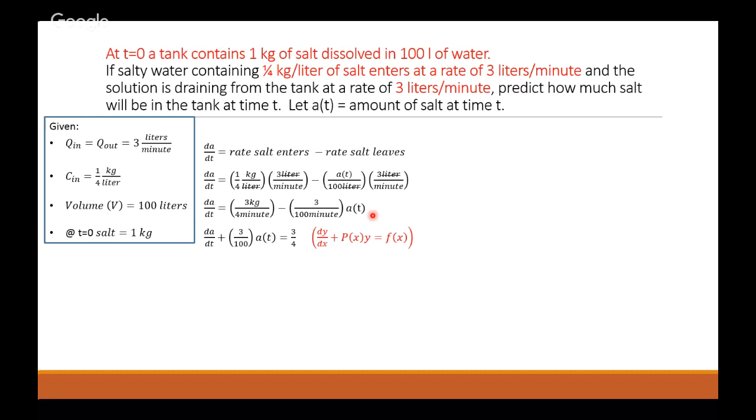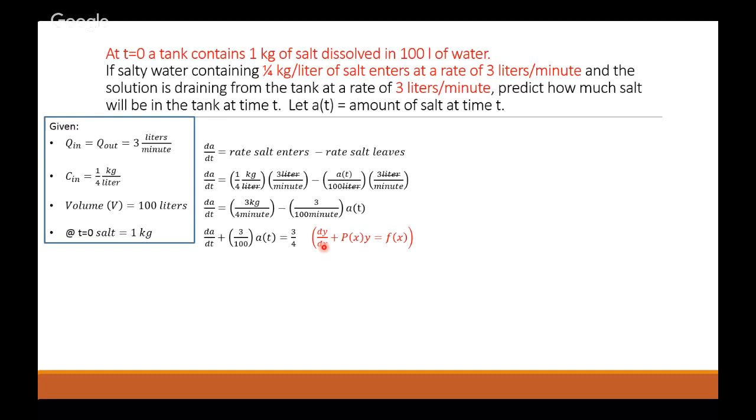Now from here we put it into the standard form of a differential equation. Just from looking at it, it should be apparent that this is a first order linear differential equation. If we add the rate of the salt leaving to both sides, and I've gotten rid of the units, we end up with the first order linear differential equation in standard form: dA/dt plus 3 over 100 times A of t is equal to 3/4. That's the rate going out and the rate going in, what's going on in the tank.